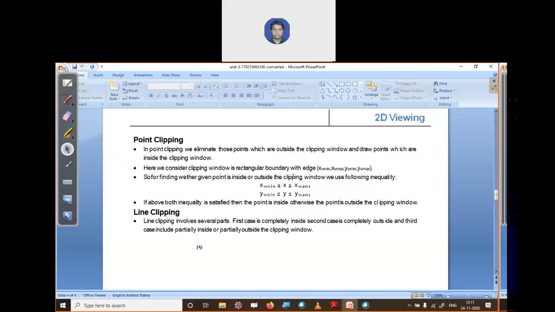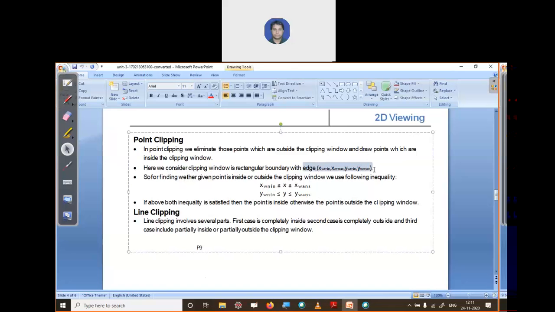And if your clip window is rectangular, then these are the coordinates for your clip window, and according to this we determine. These are the 4 inequality conditions we check to see whether a point is inside or outside the clip window. Just consider this is your clip window, and this is your XW min, XW max. So we check the point's position. Suppose this is the point and the coordinates of the point are X, Y.